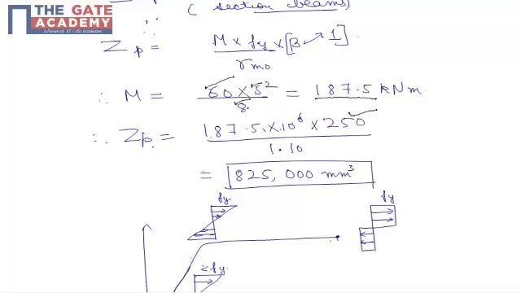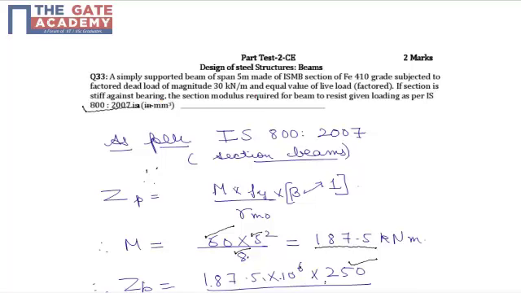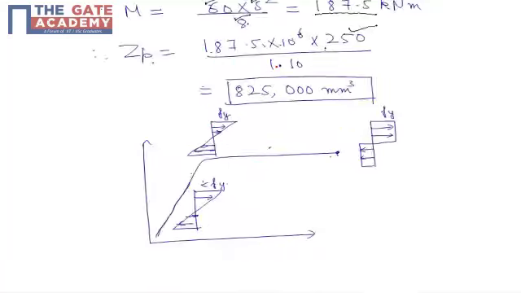power 6 Newton mm into 250, and gamma m naught is the factor of safety, which is mentioned as, for gamma m, if we are taking strength against yielding, gamma m naught is 1.1 as per specifications of IS 800-2007. So ZP comes out as 825,000 mm cube. Please note that we are using here plastic section, assuming that our section is fully plastic and it is able to show the property of plastic section.